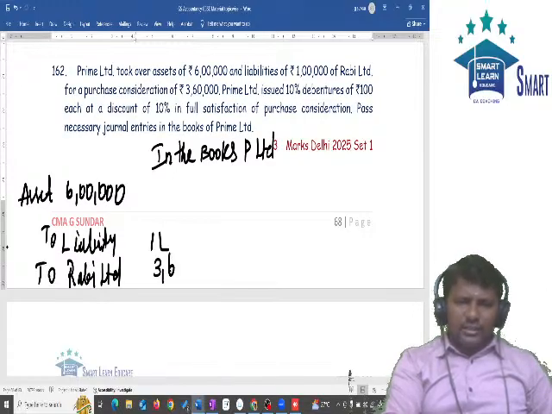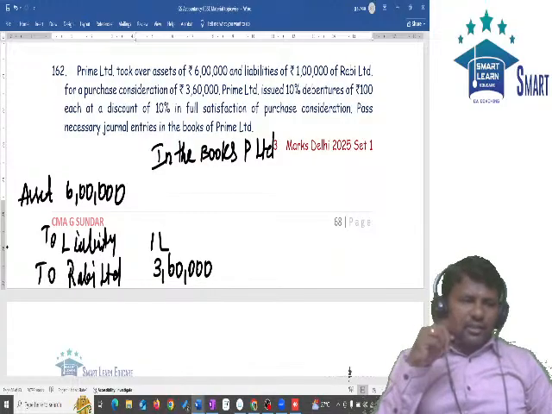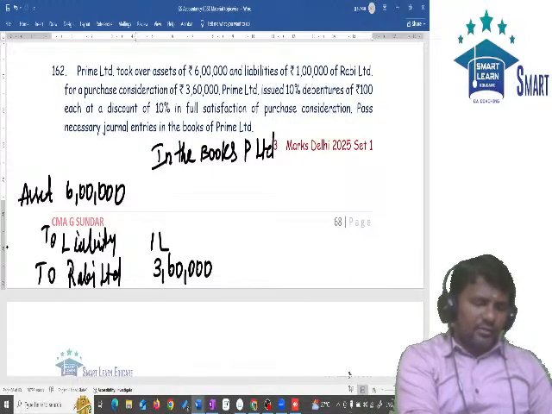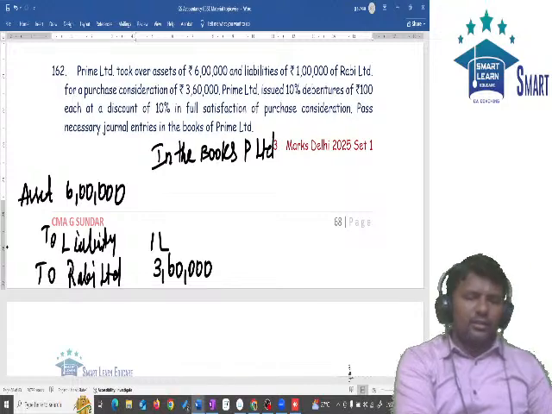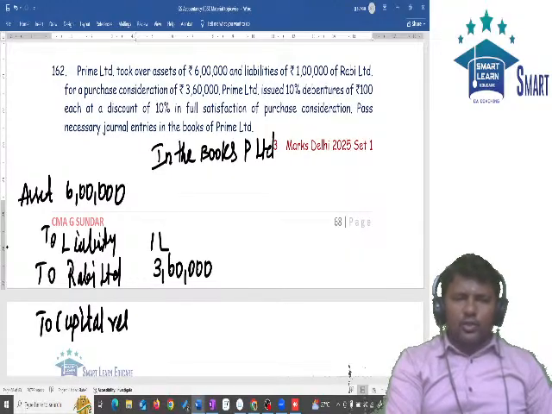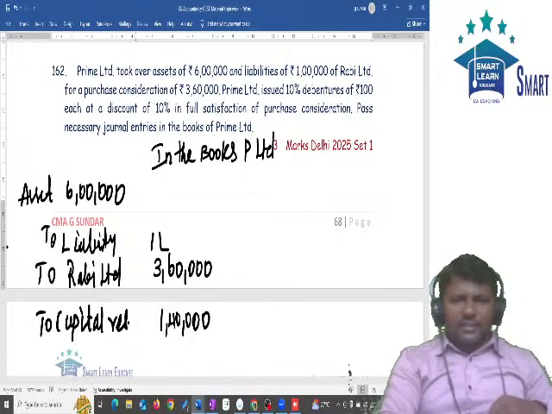3 lakh and 60. In this question, if you see, debit side total is 6 lakh, credit side total is 4 lakh and 60. Debit minus credit, 6 lakh minus 4 lakh and 60 will give you 1 lakh 40. Transfer this to capital reserve. It is a capital profit, so it should be transferred to capital reserve, 1 lakh and 40,000. Next, debenture. First asset entry over.